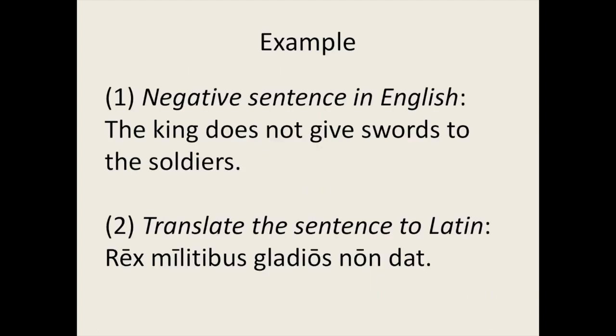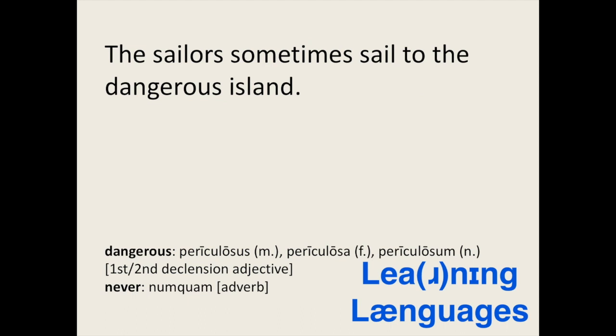Now it's time for a short quiz. You'll see an English sentence in the negative. Your job is to translate the sentence from English to Latin. Here is the first sentence. The sailors sometimes sail to the dangerous island. Remember, the word for never in Latin is numquam, and we add the prefix non to numquam to make the word non numquam, which means not never or sometimes. Given this information, how would you translate this sentence to Latin? Pause the video and have a try.